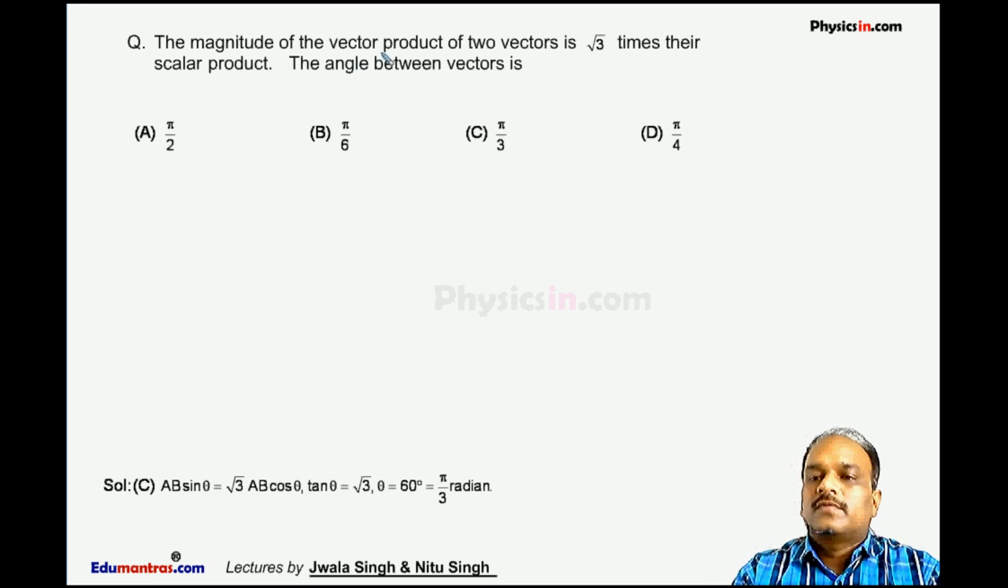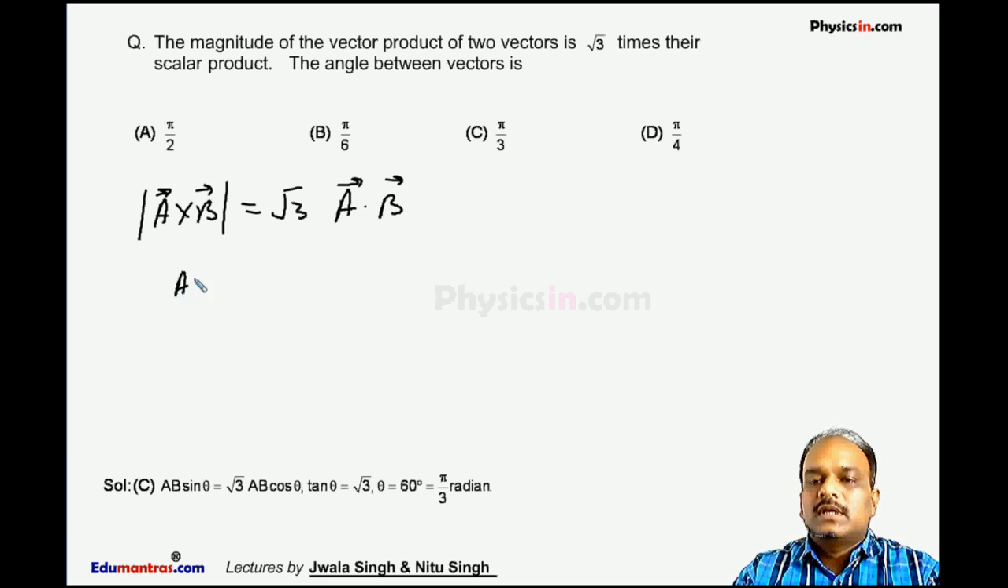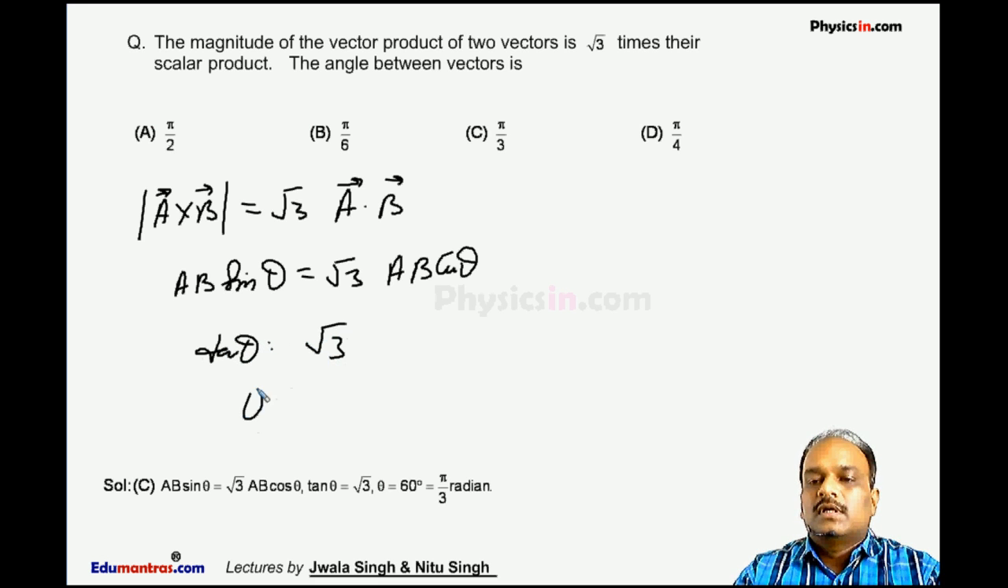The question is: the magnitude of the vector product of two vectors is root 3 times their scalar product. So mod of A cross B is equal to root 3 times A dot B. It means A cross B, that is AB sin theta, is equal to root 3 times A dot B, that is AB cos theta. So from here we get tan theta equal to root 3, so theta is equal to 60 degrees, which is also equal to pi by 3. So C is the right answer.